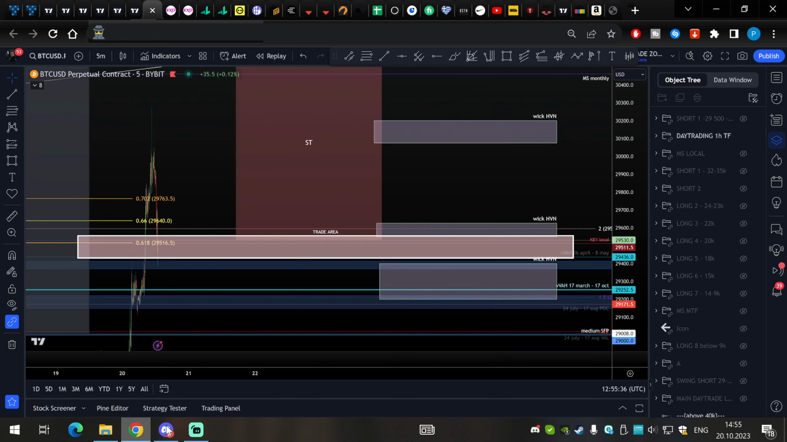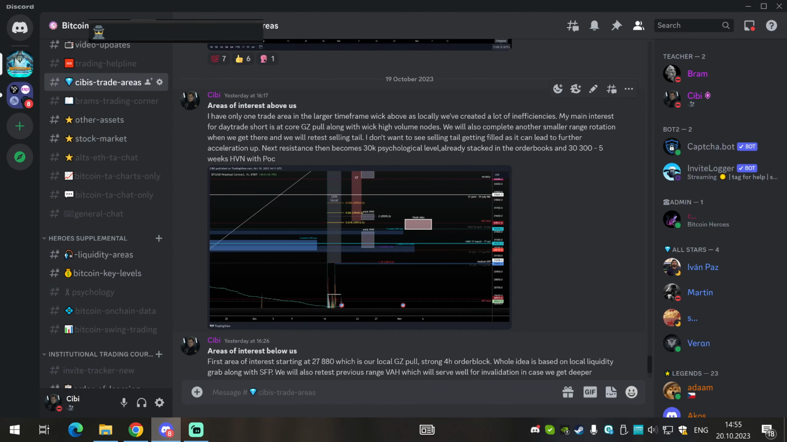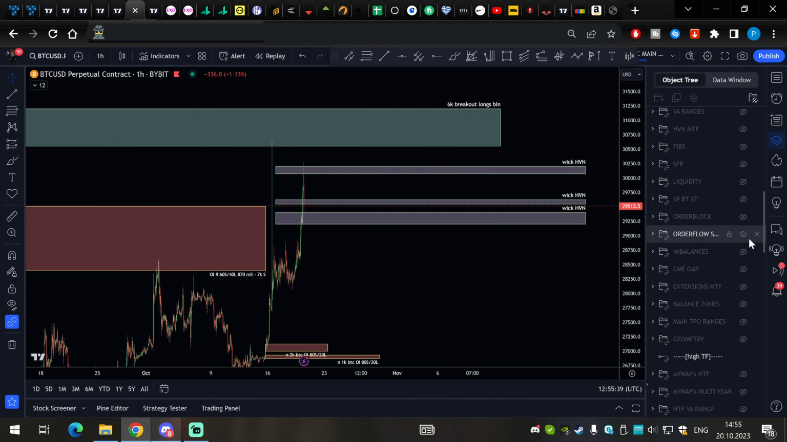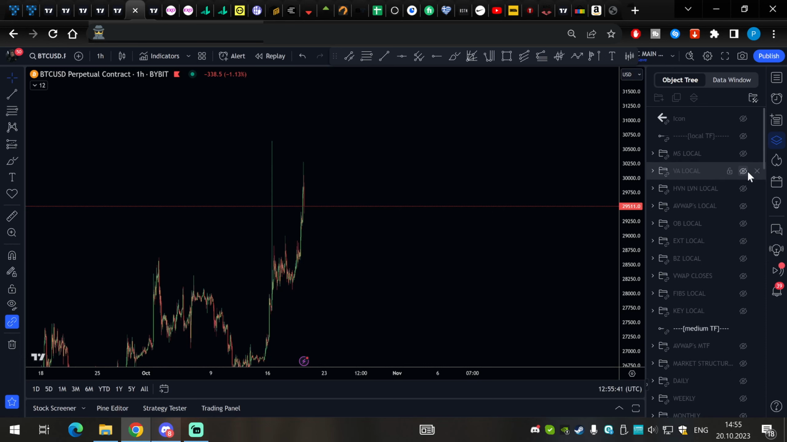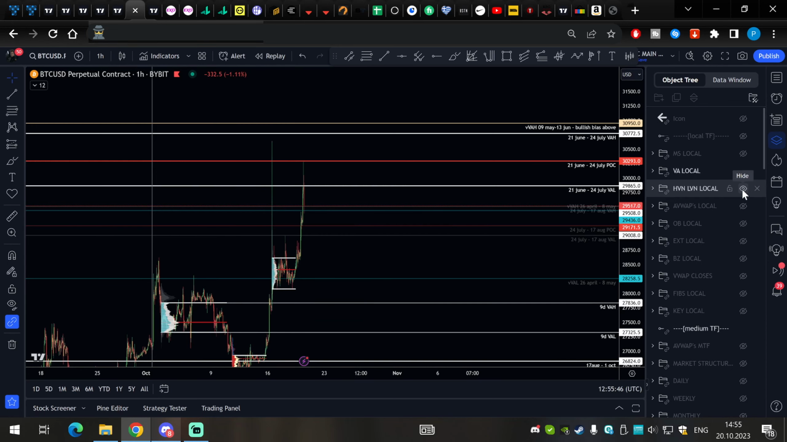30,300 almost, and that's what I was pointing out here. Next resistance then becomes the 30k psychological level, already stacked in order books, and 30,300, five weeks high volume with point of control. So let's have a look at that. We need to turn on the auction market theory via local and high volume nodes.